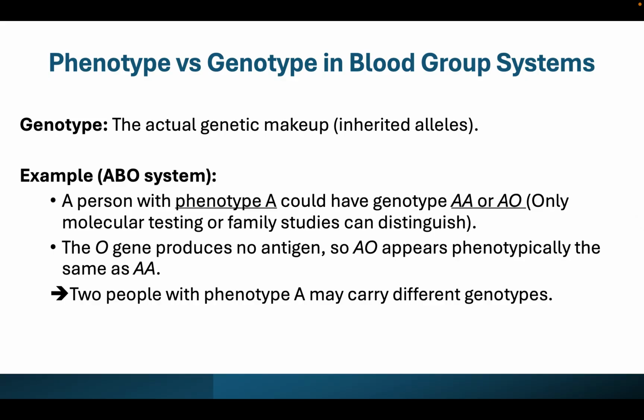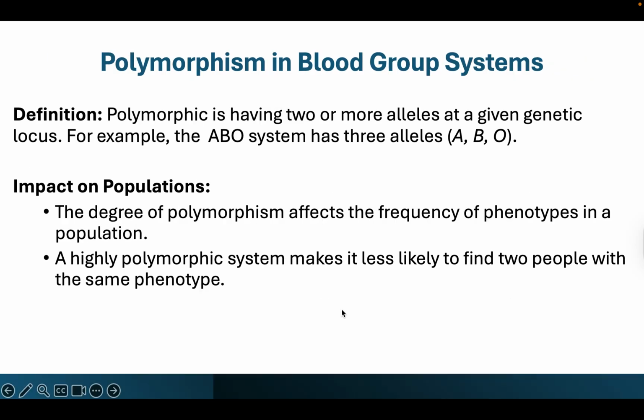The O gene produces no antigen. So if the person inherited A from mom and O from dad, they appear phenotypically the same as AA. We will talk about this situation, inshallah, in the inheritance section. Two people with phenotype A may carry different genotypes.